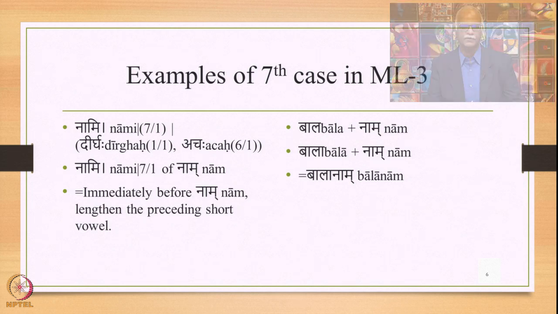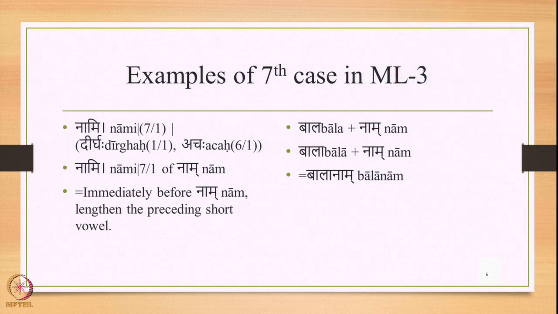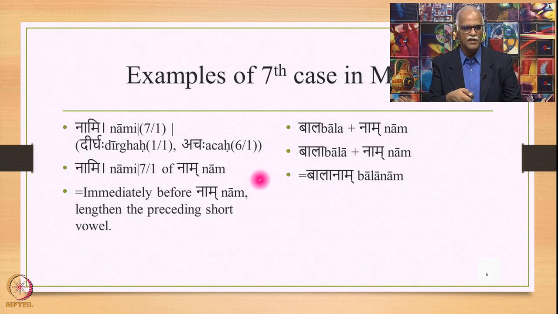Let us take the third example explaining the use of the seventh case and its meaning, namely immediately before. Here is an example, Nami. The word Nami appears in the seventh case, 7/1, and there are two important words mentioned here which are continued from the previous sutras. One is Dirghaha, 7/1, and the other one is Achaha, 6/1. Now, Nami, which is 7/1 of Nam, indicates immediately before Nam. Achaha, which is 6/1 of Ach, indicates in place of Ach. And therefore, all these words put together, the sutra would mean immediately before Nam, lengthen the preceding short vowel.